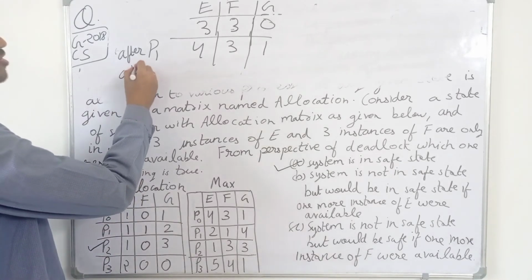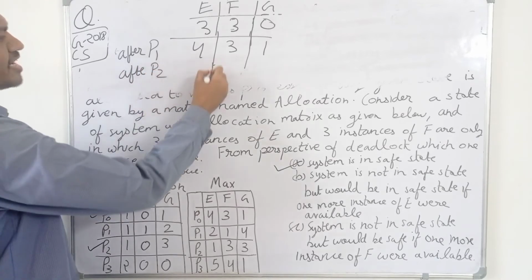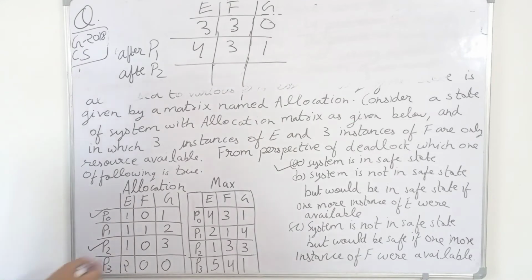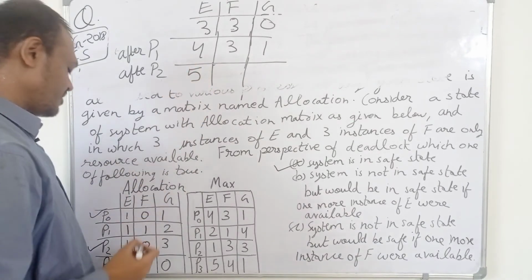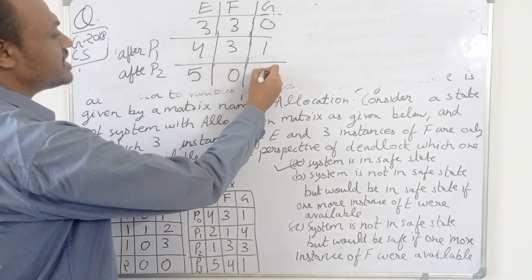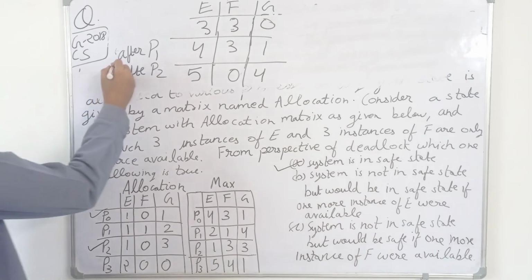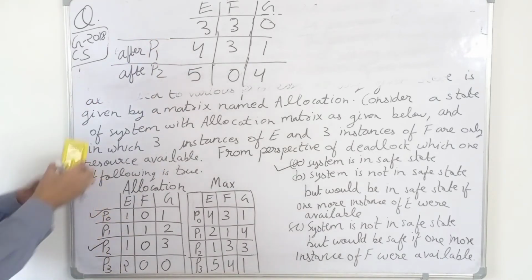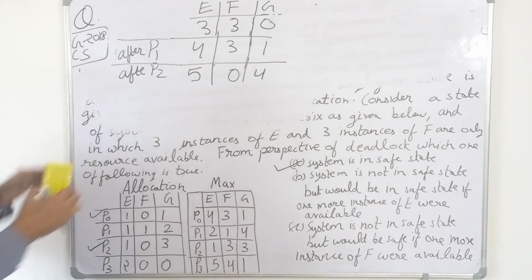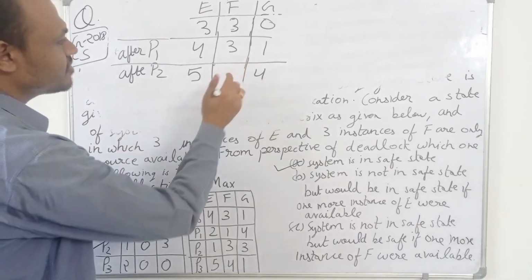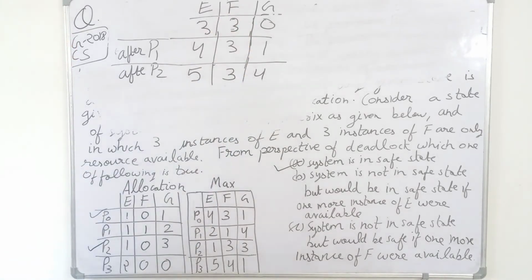So after P2 completion, now we have, again let's draw this matrix. Now we have 5 instances of resource E and 4 instances of resource G available with us now after P2. Okay, this was after P1, this is after P2. Now we have 5 instances of resource E available with us, 3 instances of resource F available with us and 4 of G available with us now.